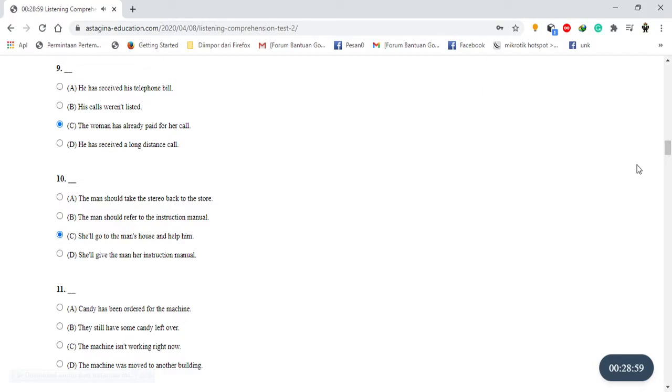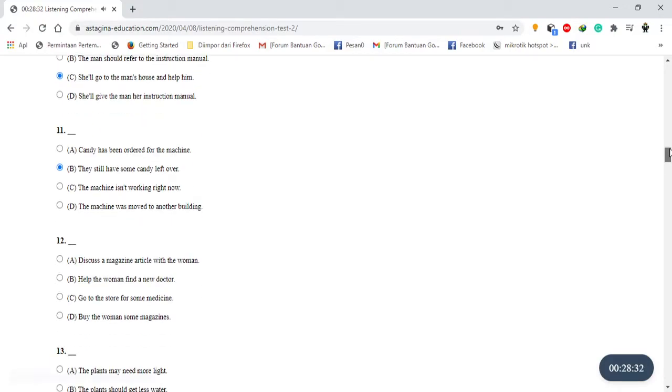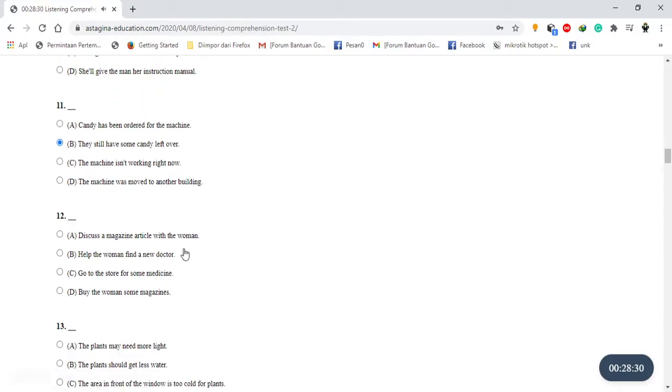Number 11. Is there a candy machine in this building? Uh-huh. It's down the hall on your left, but it has an out-of-order sign on it. What does the woman mean? Number 12. I've had it with being sick in bed. I've read most of these magazines twice. Well, if it'll help, I'll run to the store and get you some new ones. What will the man probably do?